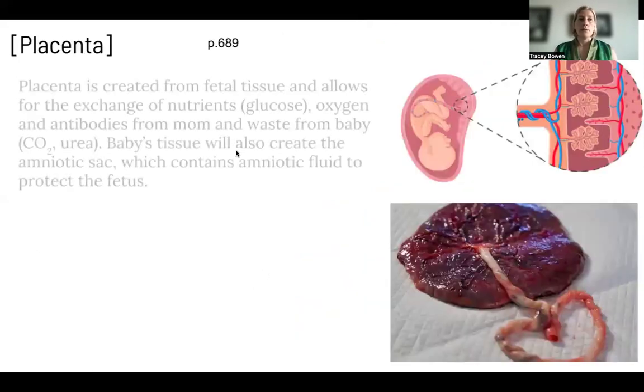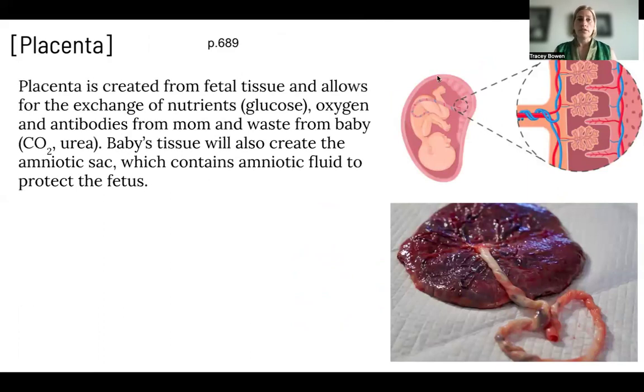So babies' placentas are created from fetal tissue. The baby is growing its own placenta. And the placenta's purpose, this is a picture of a placenta here, and the umbilical cord that connects to the fetus, is allowing the exchange of nutrients such as glucose, oxygen, and antibodies from the mom and waste from the baby. So the baby's cells are using oxygen and producing carbon dioxide, but it doesn't have functional lungs yet. And additionally, its liver is breaking down proteins, which will make urea, but it cannot pee.